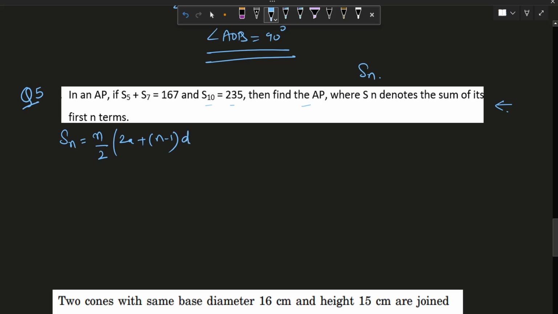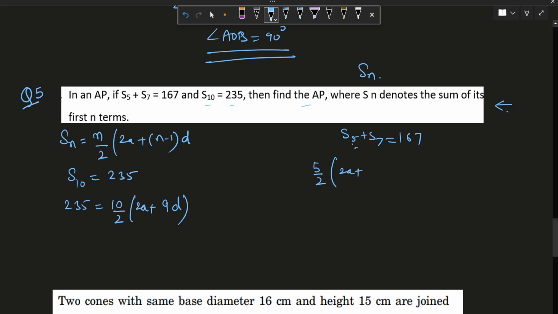So the first condition given to you, let me write all the conditions over here. S10 is 235. We are going to frame two equations. Let me write side by side only. S10 is 235 given. S10 formula you know is what? It will be 10 by 2, 2a plus 10 minus 1, which will be 9d. Can I write like that? S5 will be 5 by 2, 2a plus 5 minus 1. Put it over here in the formula. So that will be 4d. S7 will be 7 by 2, 2a plus 7 minus 1, 6d, is 67.